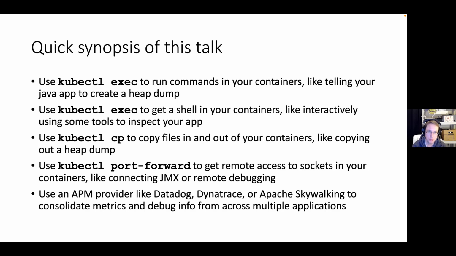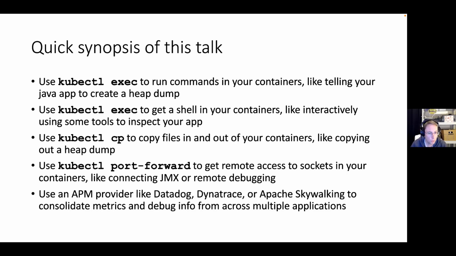kubectl exec allows you to run commands. An example that we're going to do is telling a Java application to create a heap dump. You can also use it to just get a shell, to log in and wander around and interactively inspect applications that are running. You can copy files into and out of containers. You can copy out a heap dump. You can copy up new versions of, like, Python scripts you're iterating on. We're going to talk about the heap dump example.